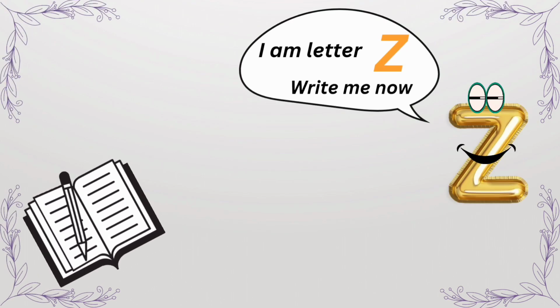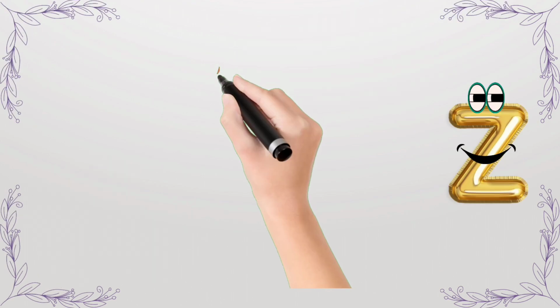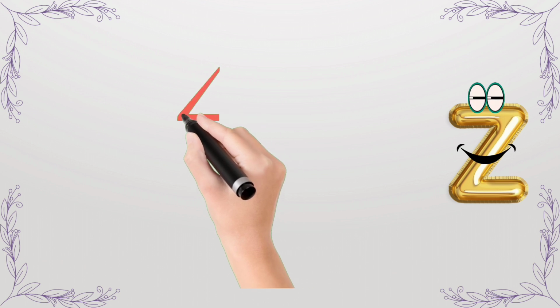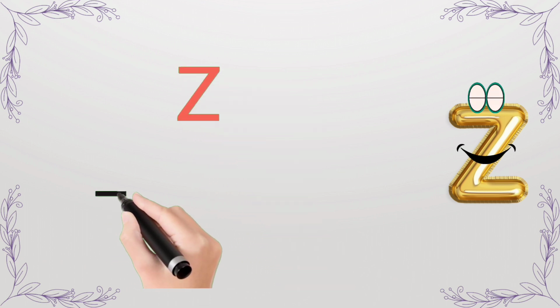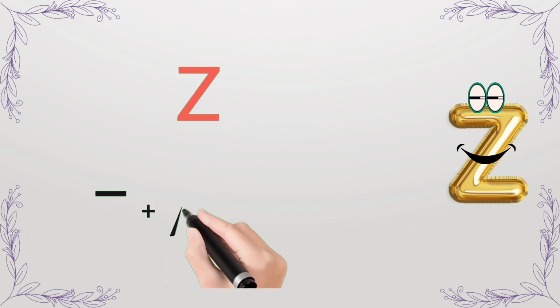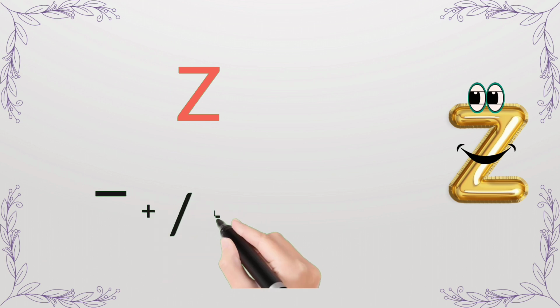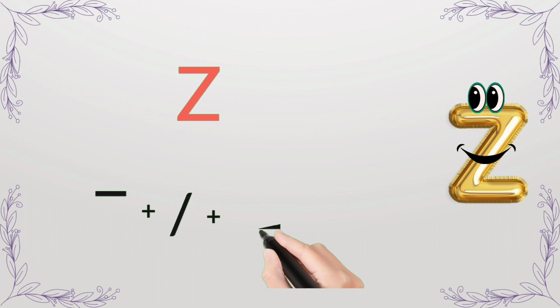I'm letter Z. Write me now. Straight line across the top, a diagonal line down to the right. Last, a straight line across the bottom. Say Z 5 times and write Z, Z, Z, Z, Z.